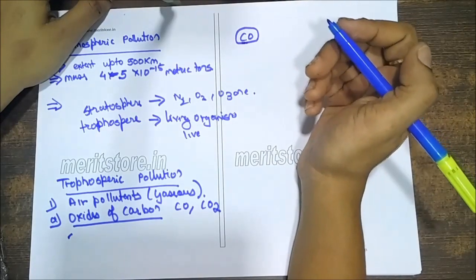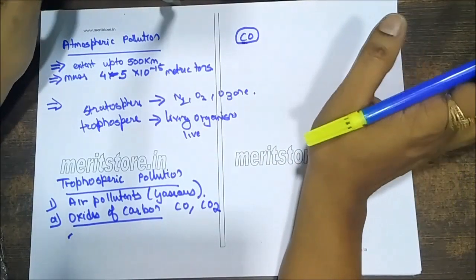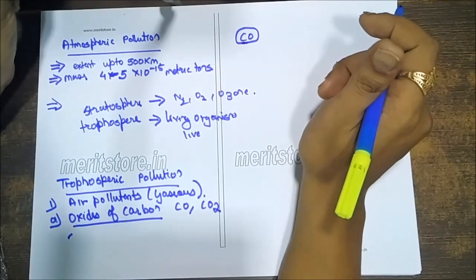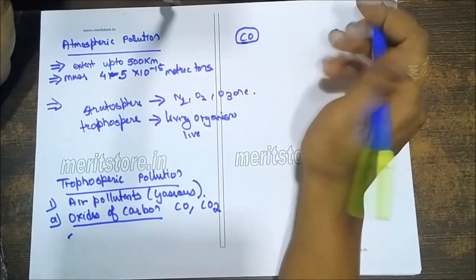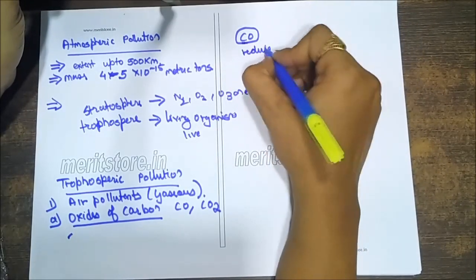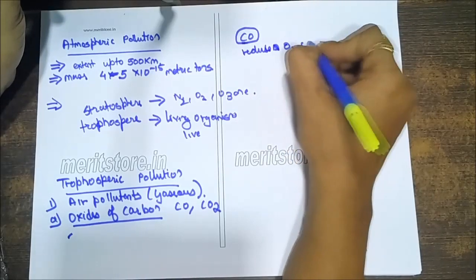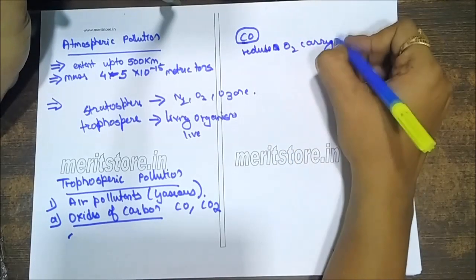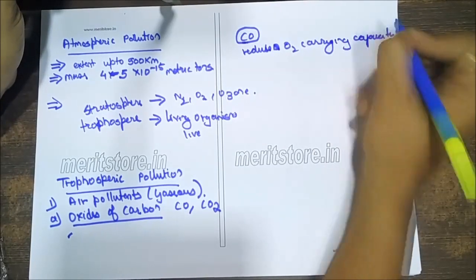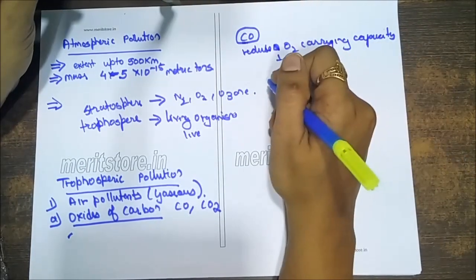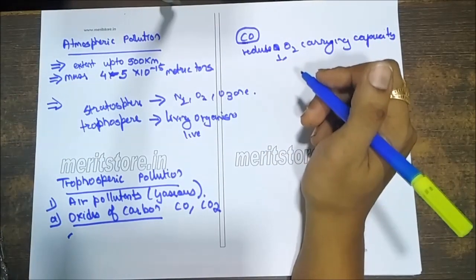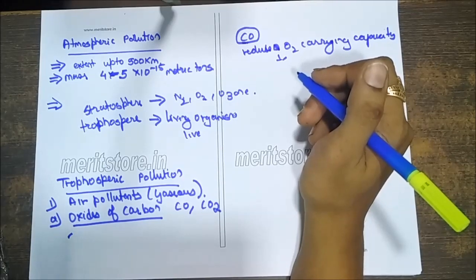Now carbon monoxide is a colorless, tasteless and non-irritating gas. It is sparingly soluble in water and it is highly toxic. The most toxic effect is that it reduces the oxygen carrying capacity of hemoglobin. It can be fatal if the concentration exceeds 100 parts per million.